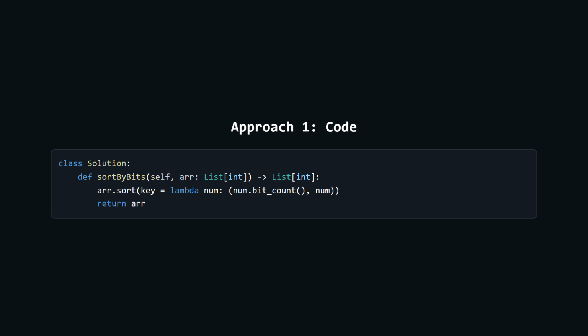We call the sort method on our list, and we pass it a custom key. This key is a little function that returns a pair of values for each number. First, it calls the built-in bit count method on the number. Second, it provides the number itself. Python sees this pair and automatically knows to sort by the first item, and only use the second item to break ties. It's almost too easy.